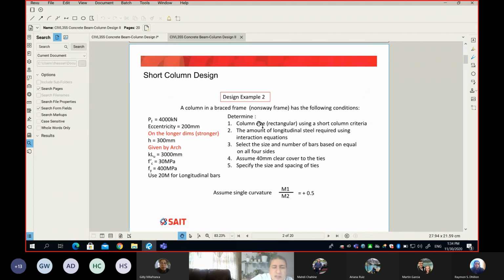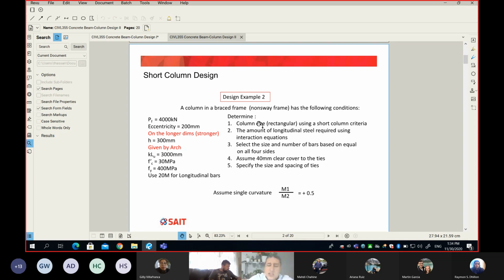Now, a few inputs here. Number one is the axial load. So the axial load is 4,000 kilonewton. And in this example here, I did not give you the moment explicitly, rather I gave you the eccentricity. And I think we discussed, we can find the moment by multiplying the eccentricity by the axial force, and that will give you the moment.